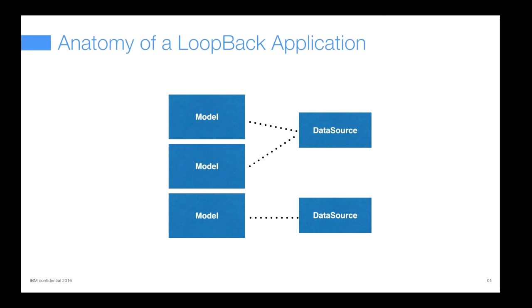So let's define some of the terms that I'm going to be using. What is the anatomy of a LoopBack application? There are two main things that you need to understand when talking about LoopBack. It's models and data sources. This diagram represents that models can be attached to data sources, but each model can only have a single data source.